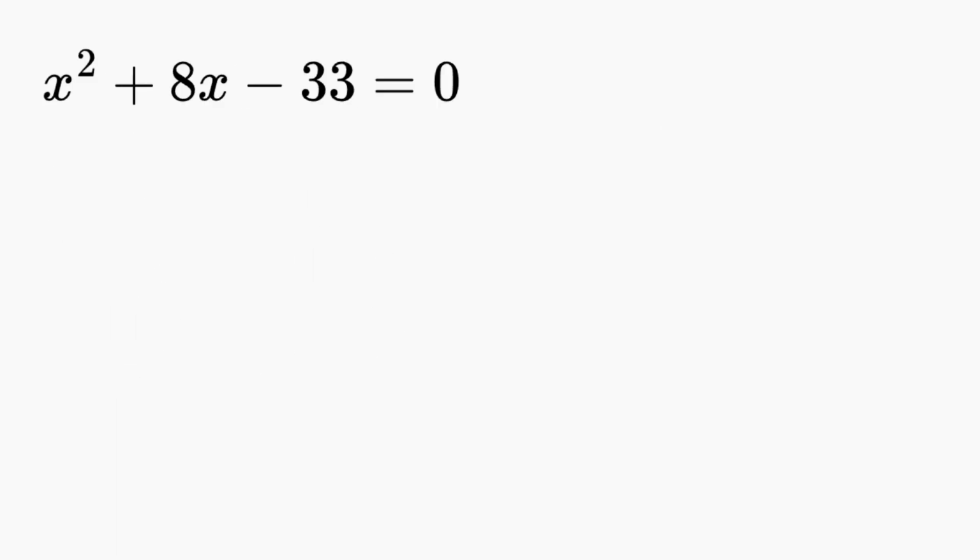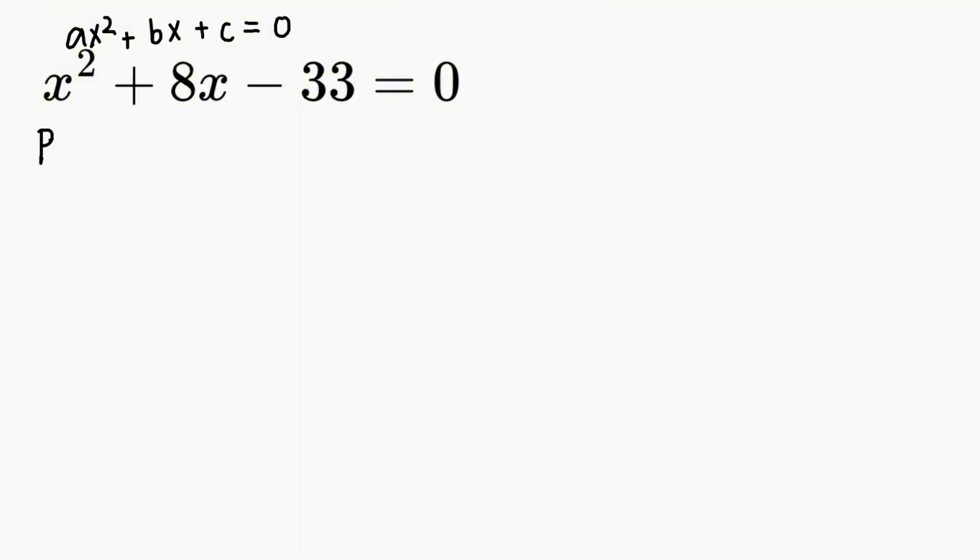Here we have x squared plus 8x minus 33 equals 0. Let's start by writing ax squared plus bx plus c equals 0 on top, so we know what a, b, and c are. Now, does this look like a perfect square trinomial or the difference of squares? No, it doesn't, which means we're going to start with the AC method.